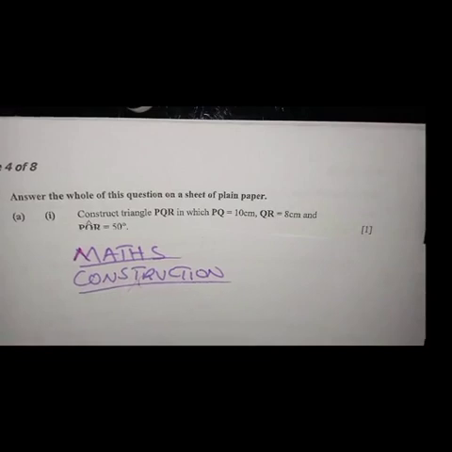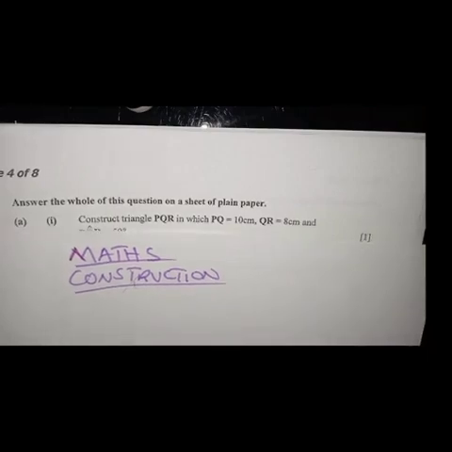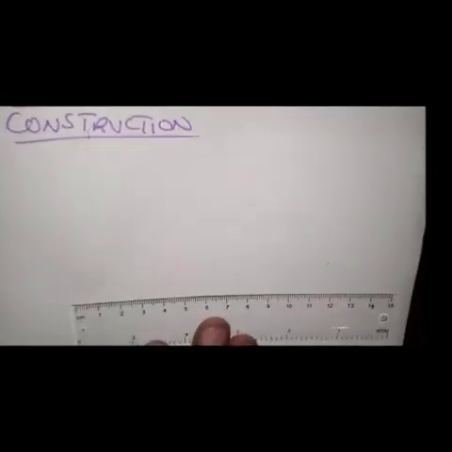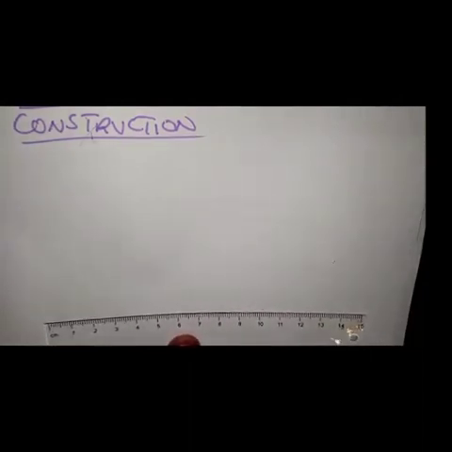So we read. Answer the whole of this question on a sheet of graph paper. Construct triangle PQR in which PQ is 10 centimeters. So as we'll be reading, we'll be constructing. So PQ is 10 centimeters. We measure 10 centimeters.